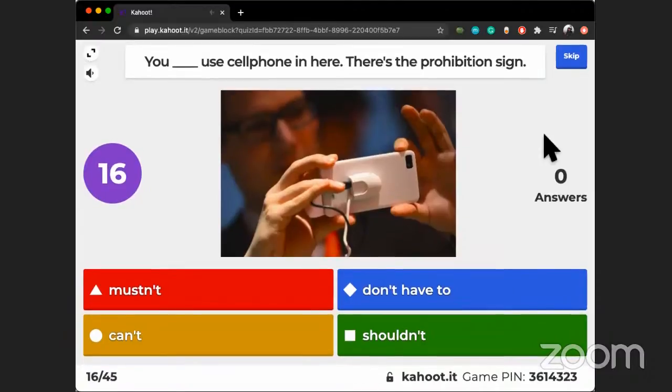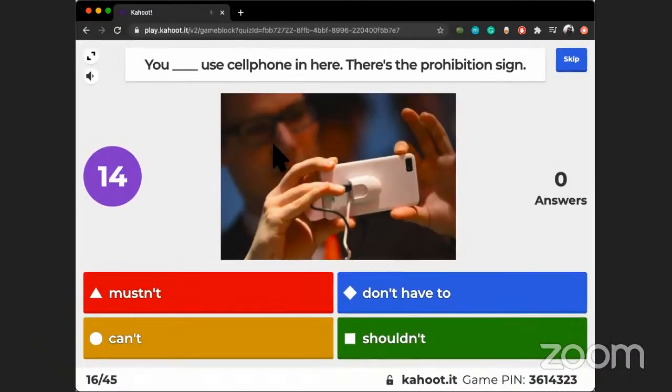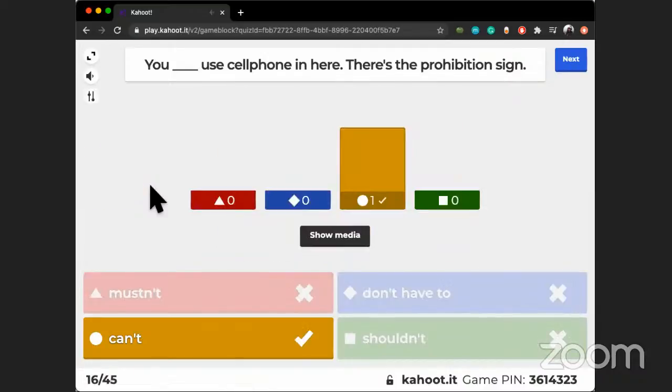So what do you think? What goes there? Okay, excellent. Let's read this last sentence. You can't use cell phones here. There's the prohibition sign. Excellent. All right. So let's take a look at the explanation of the topic.